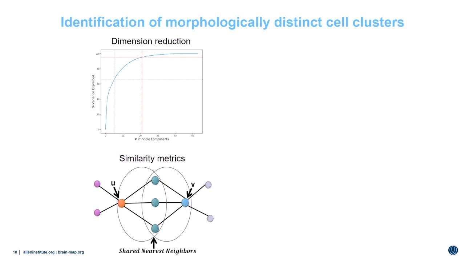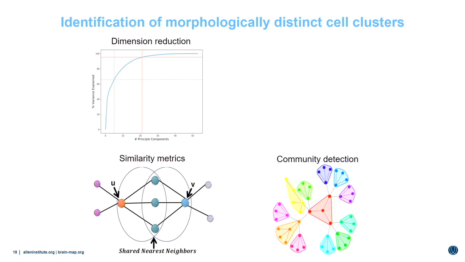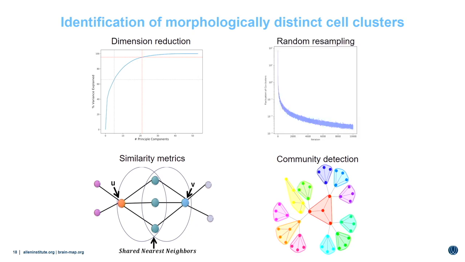And then we use a shared nearest neighbor algorithm to measure the similarities between these neurons and then apply community detection algorithms to identify cell clusters. This process will be repeated thousands of times by random resampling until convergence.